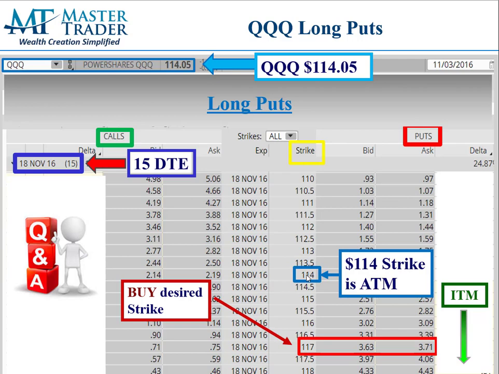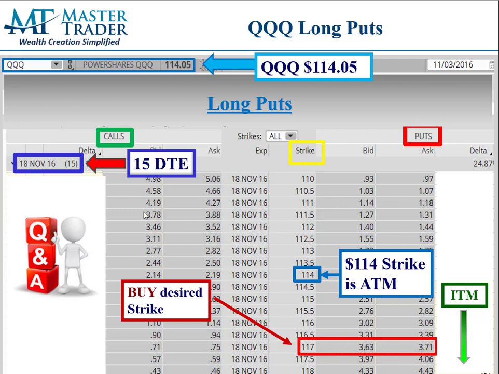So when we buy puts, we at Master Trader recommend in the money puts because we get paid more for our directional bias. So I just picked 117 for this example. That's an in-the-money put. Why is it in the money? Because we are buying a contract, a put option, that gives us the right to sell a $114 stock for $117. That difference is in the money.